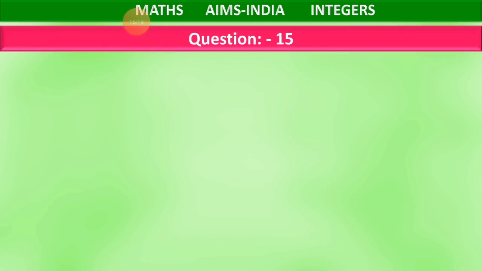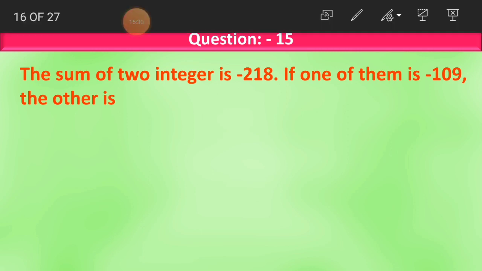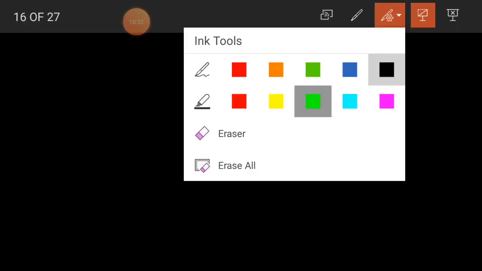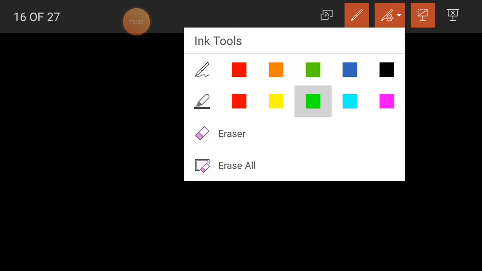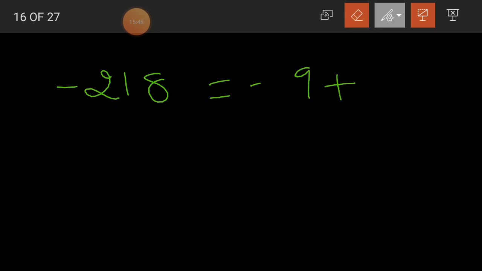The next question is question number 15. The sum of two integers is minus 218. If one of them is minus 109, the other is dash. What is the question here? The sum of two integers is minus 218. Sum of two integers, okay? One integer is minus 109.